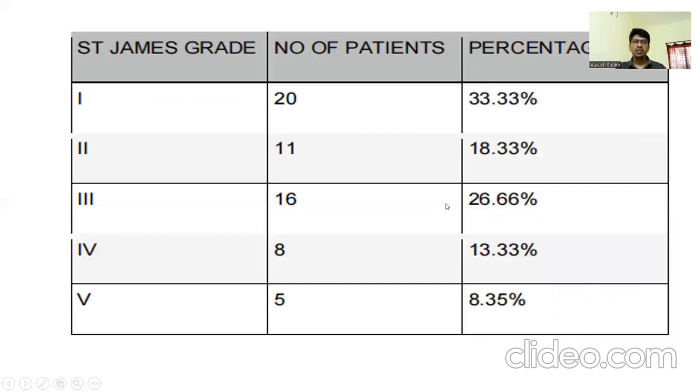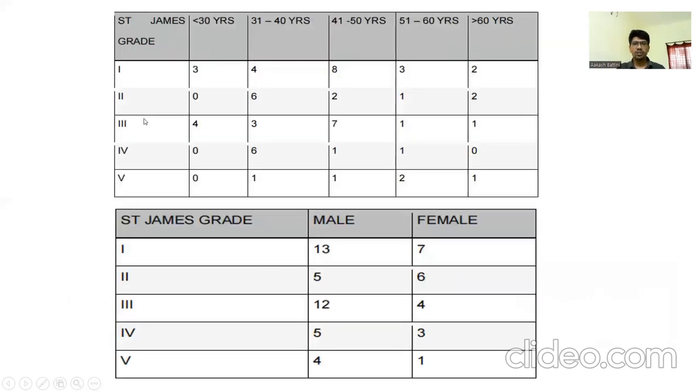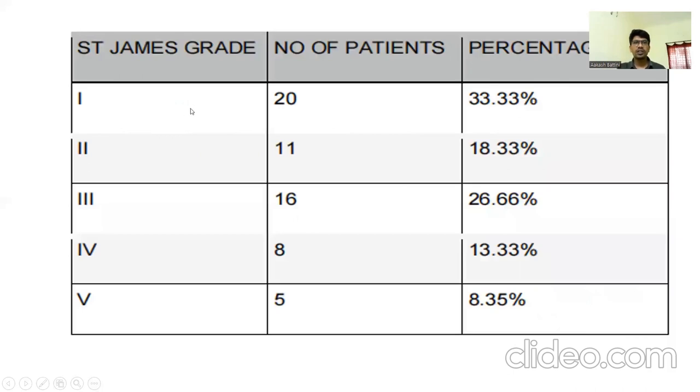St. James University classification, grade classification. Grade 1 fistulas has approximately 20 patients, and grade 2 has 11 patients. Grade 4 has 8 patients. Grade 5 has 5 patients.